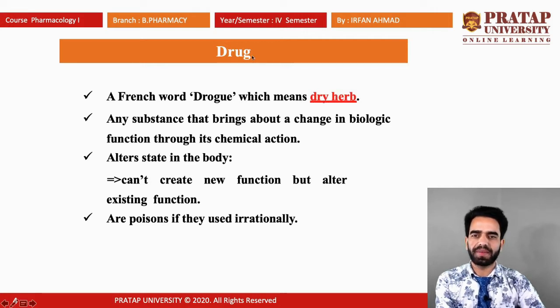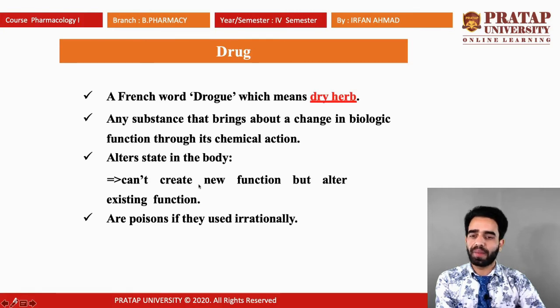So a drug is basically any substance that will bring about a change in biological function. If we take that substance, it will bring a change in us. How will it bring a change? Because of chemical action. So that's called a drug. It changes the state of the body. It can't create a new function, but it can change the existing function. For example, we have a normal body temperature of 37 degrees centigrade, and if we take a drug that increases our body temperature, that is a change of function. So it does not create a new function, it only changes the function.